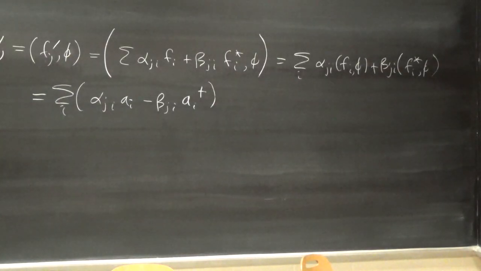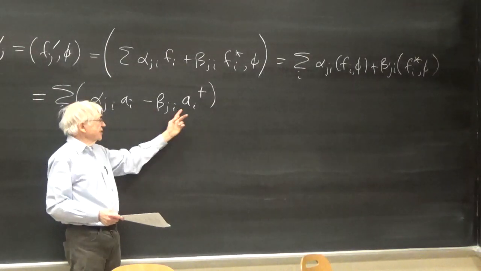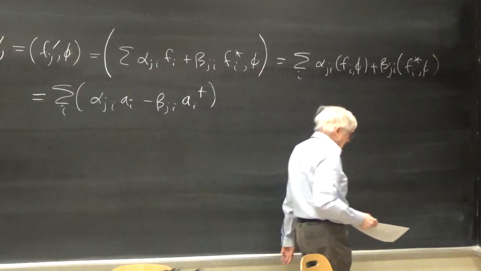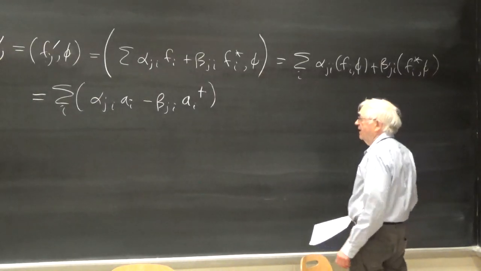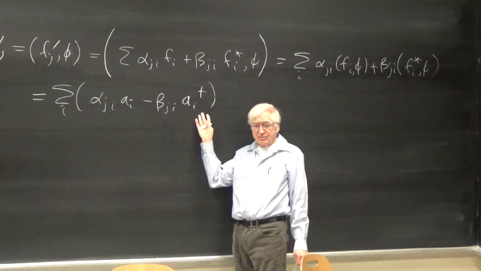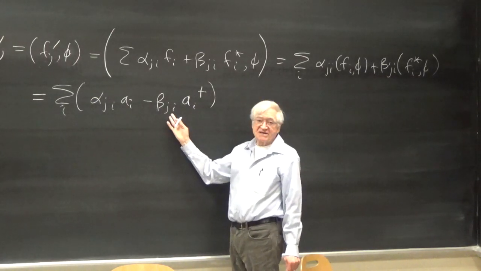It tells us that intrinsically the annihilation operators of one system are linear combinations of the annihilation operators and the creation operators of the other system. And consequently, we're going to get something very funny happening unless the betas are all 0.